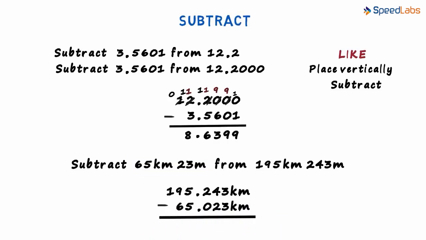The answer we get will be in kilometers. This subtraction fortunately is pretty straightforward. 3 minus 3 is 0, 4 minus 2 is 2, 2 minus 0 is 2, then we have the decimal point. 5 minus 5 is 0, 9 minus 6 is 3, and 1 minus 0 is 1. This is 130.220 kilometers or 130 kilometers and 220 meters.